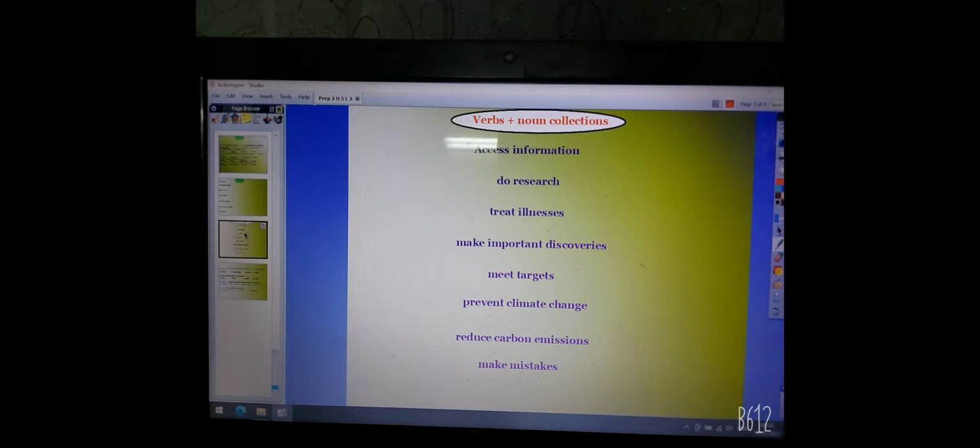Number three, treat illnesses. Pharmacists have developed a new drug to treat illnesses which affect the brain, which make us ill or feel ill. Let's complete: make important discoveries. As we know, computers have developed so scientists make important discoveries about space.